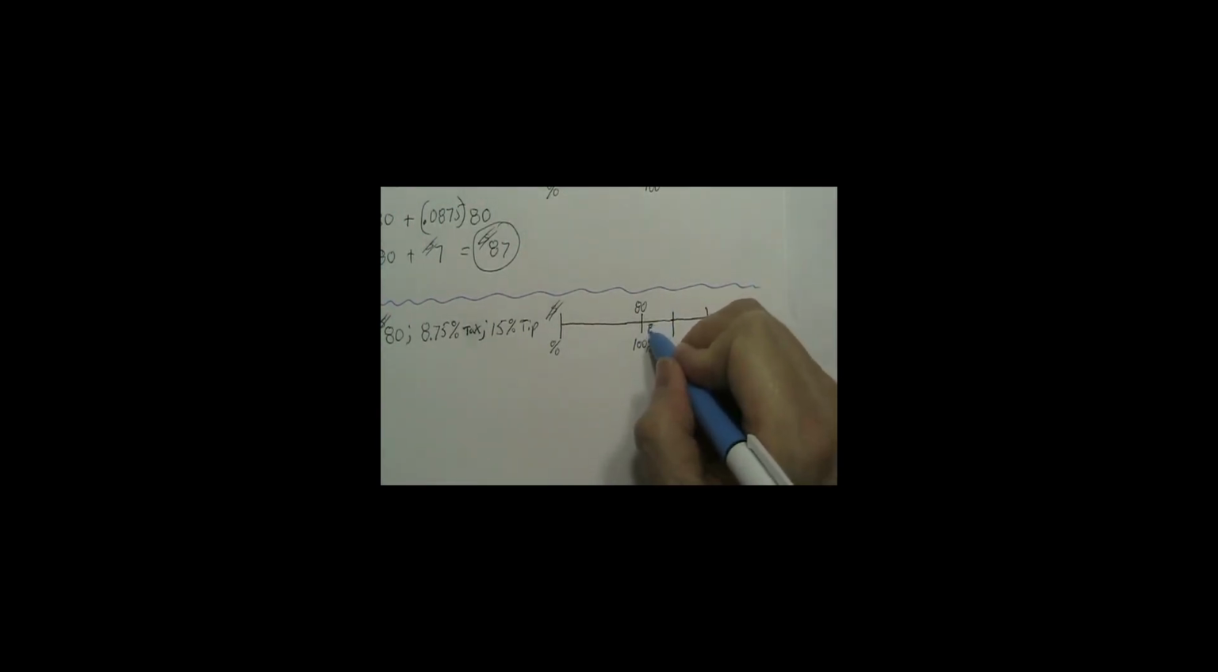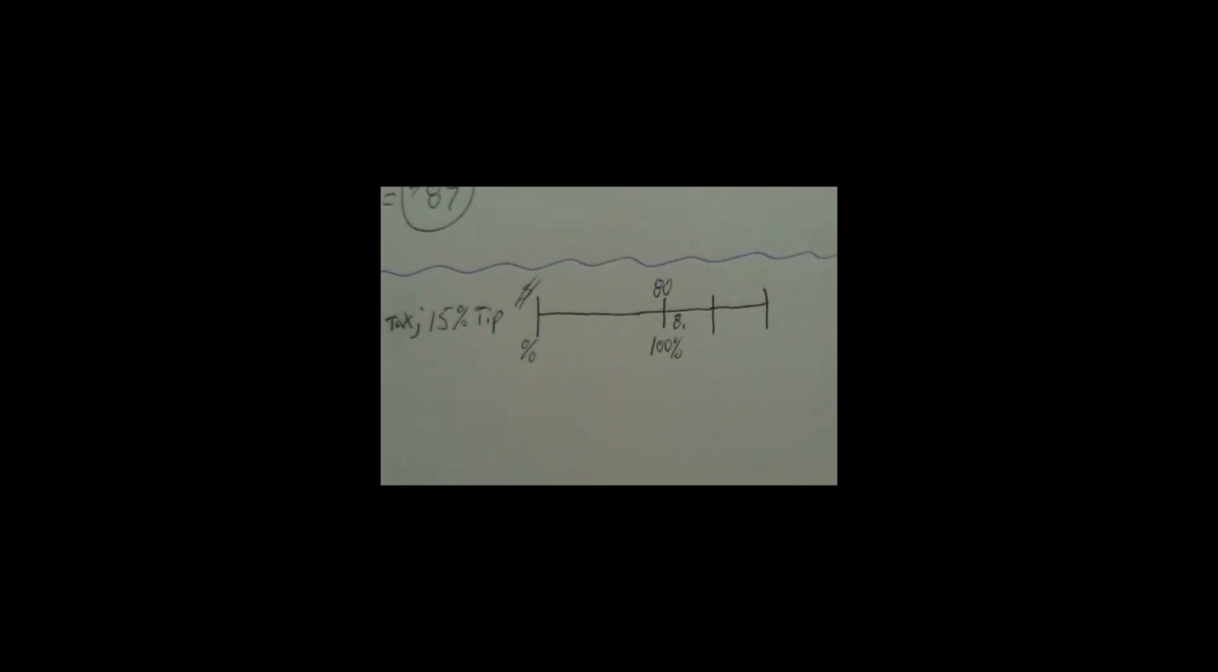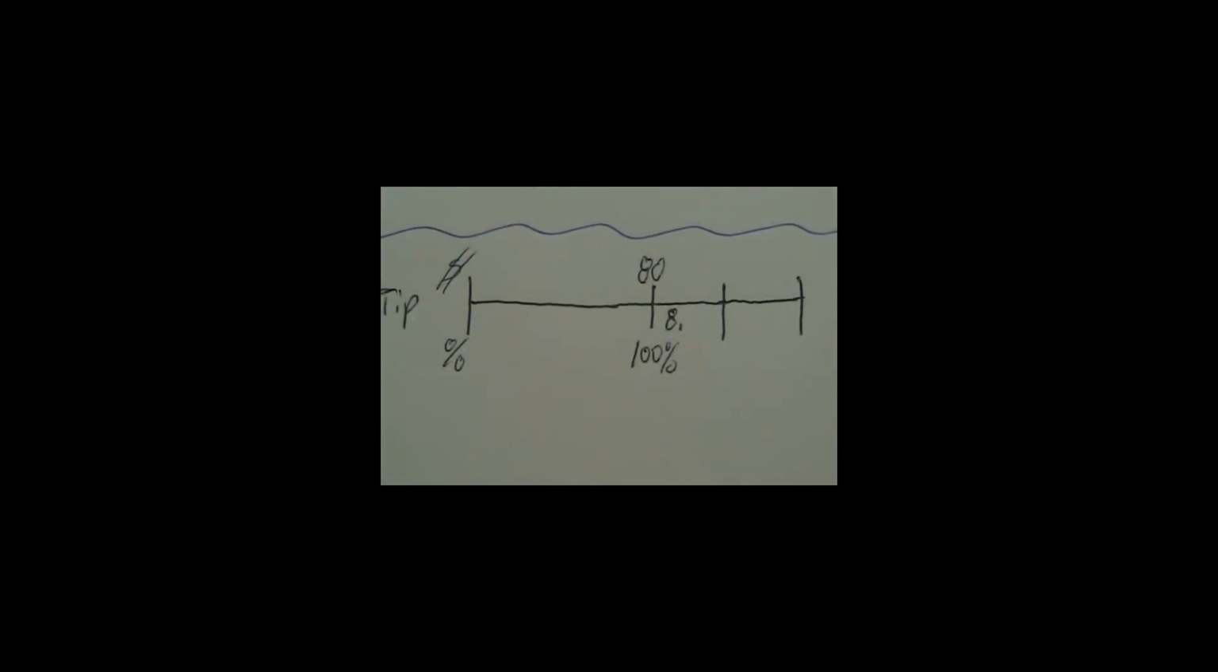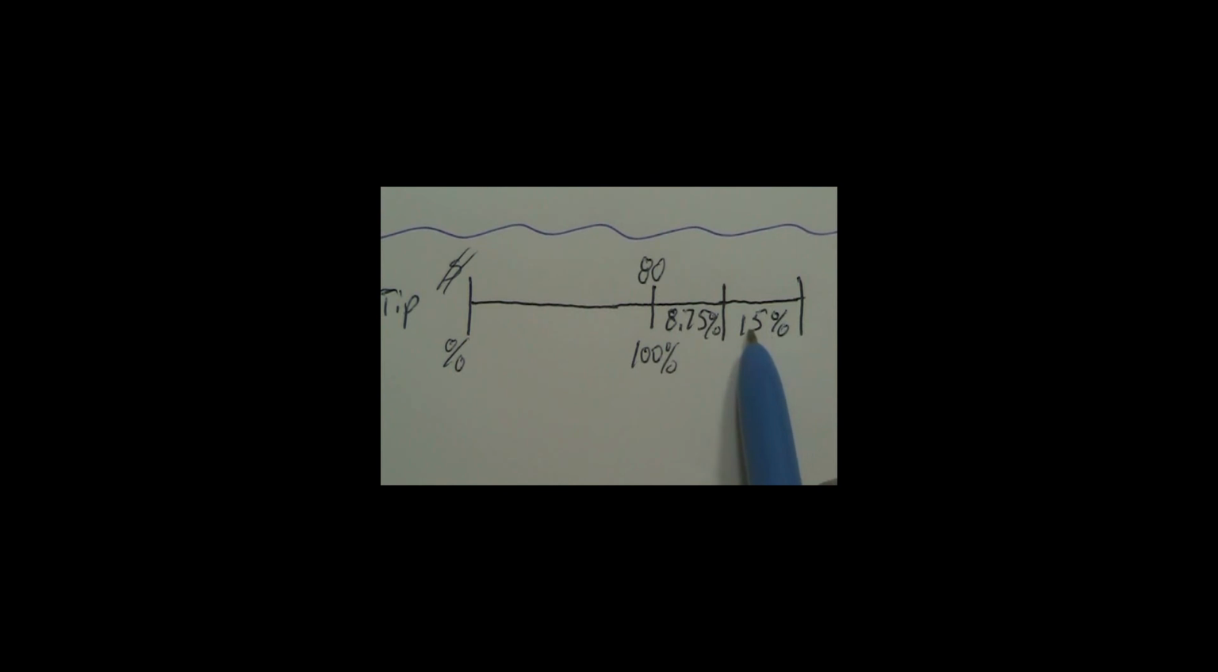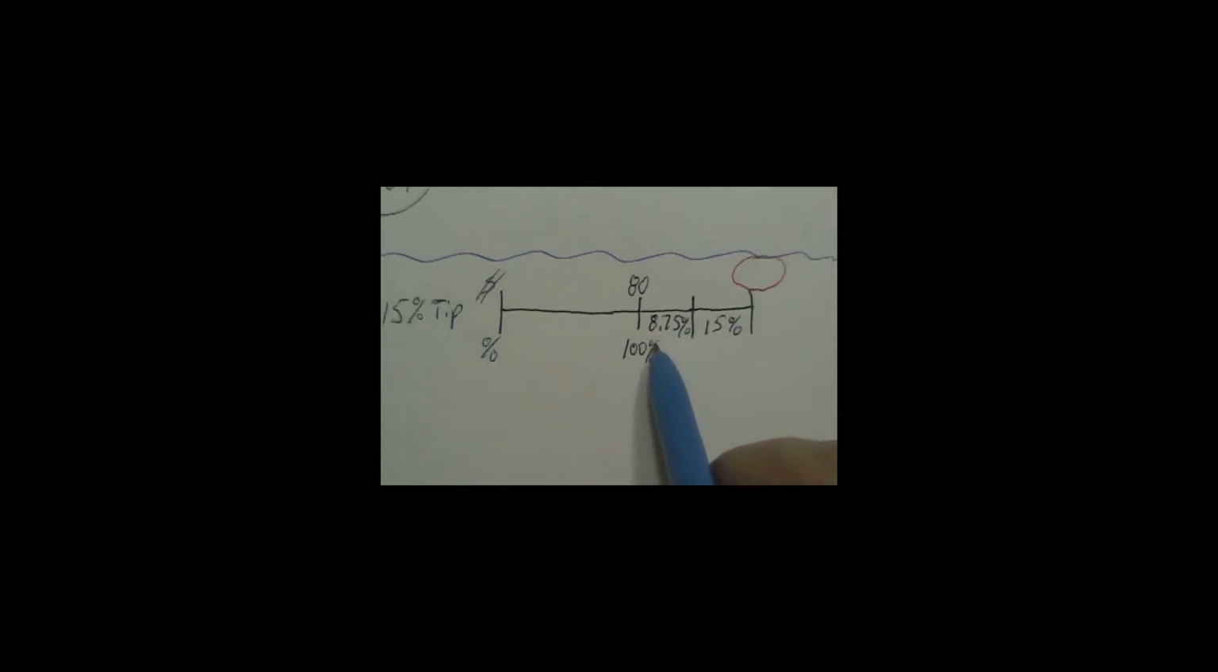Okay, and the tax is 8.75%, just like before. Sorry if it's too small. That's a percent, and then the tip is 15%. So we're adding 8.75% and we're adding 15%. The question is, how much is this going to be? What is your total cost? Well, you already know this right here, right? We figured this out before. It was $7. So you know this is $7, but then you also have a tip to add.